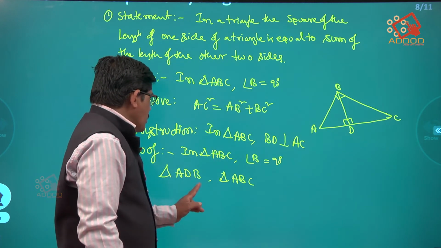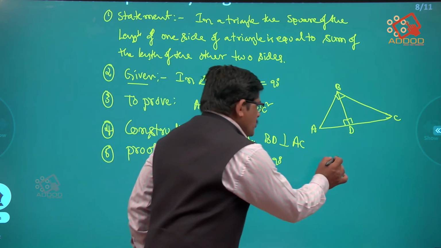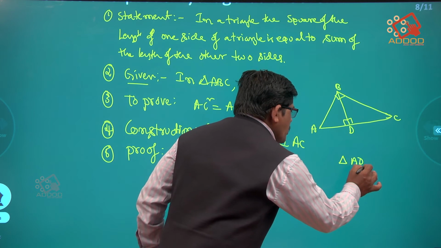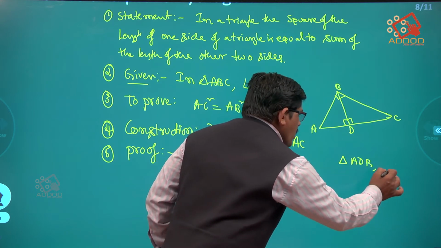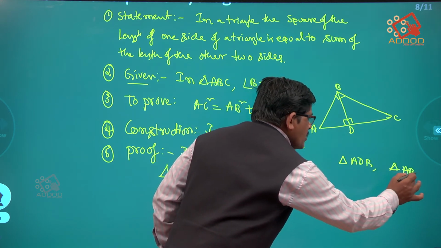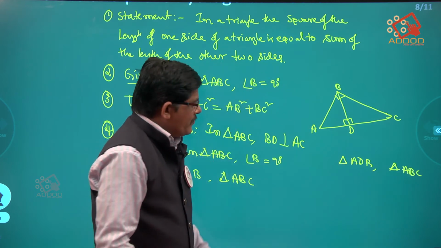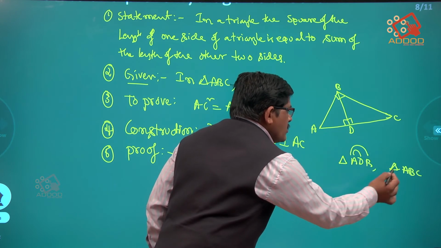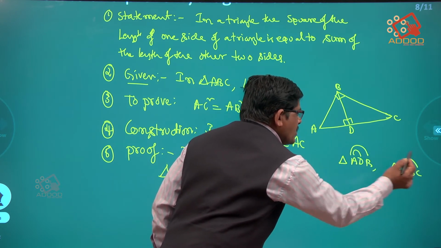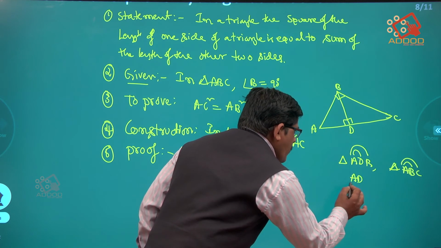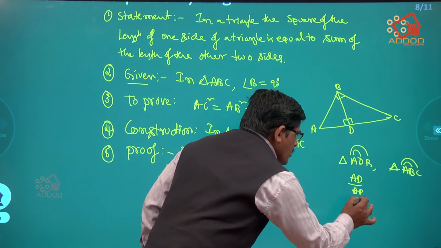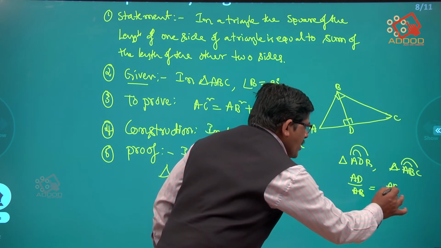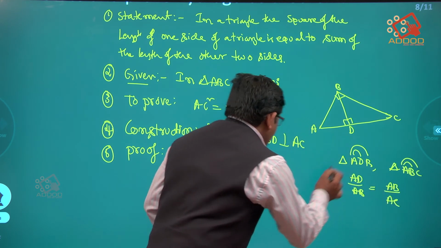Now triangle ADB and triangle ABC. First observe here in the triangles, the first sides are proportional. Here AD by AB is equal to AB by AC. Here AD by AB and here AB by AC. This is the condition.